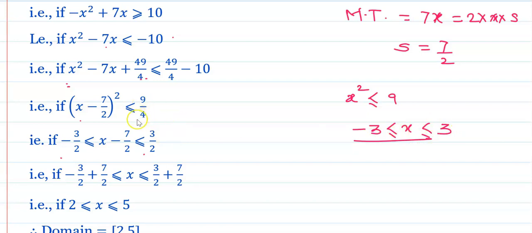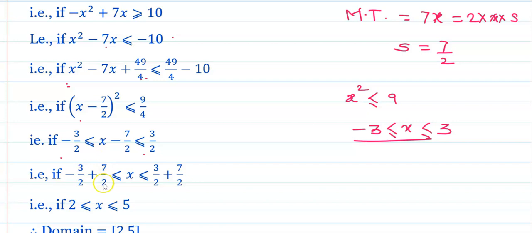And similarly here, (x minus 7 by 2) whole square is less than or equal to 9 by 4. If we take the square root, the square root of 9 by 4 is minus 3 by 2 to plus 3 by 2, and the value of x minus 7 by 2 lies between these two. Okay, now we will simplify this. Add 7 by 2 to this inequality. यामध्ये जर 7 by 2 add केला आपण, तर 7 by 2 plus 7 by 2 get cancelled. Minus 3 by 2 plus 7 by 2 less than or equal to x less than or equal to 3 by 2 plus 7 by 2.